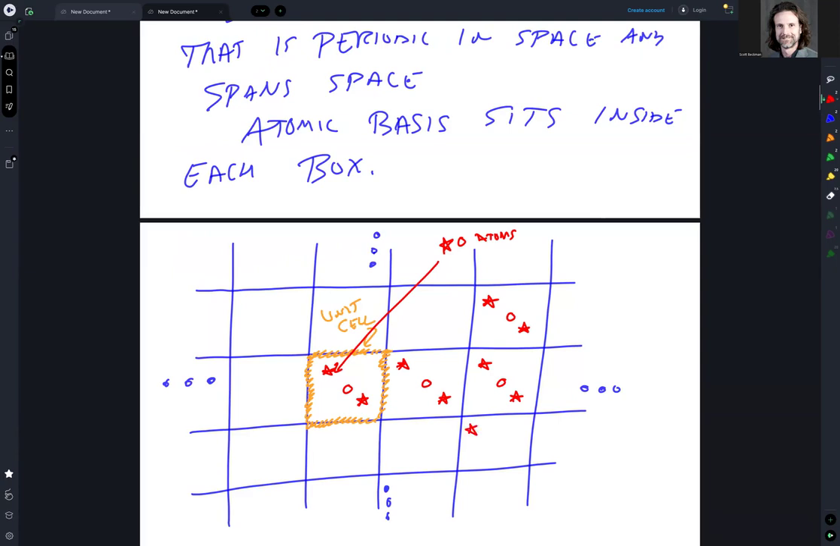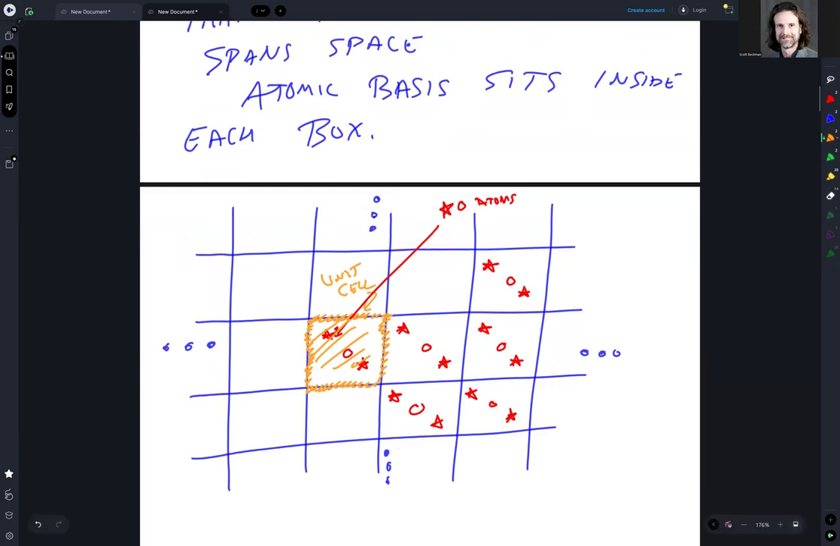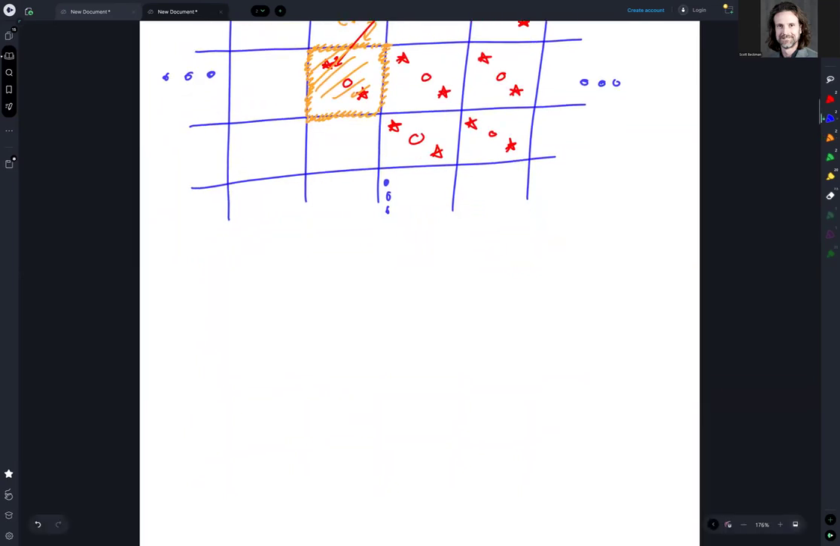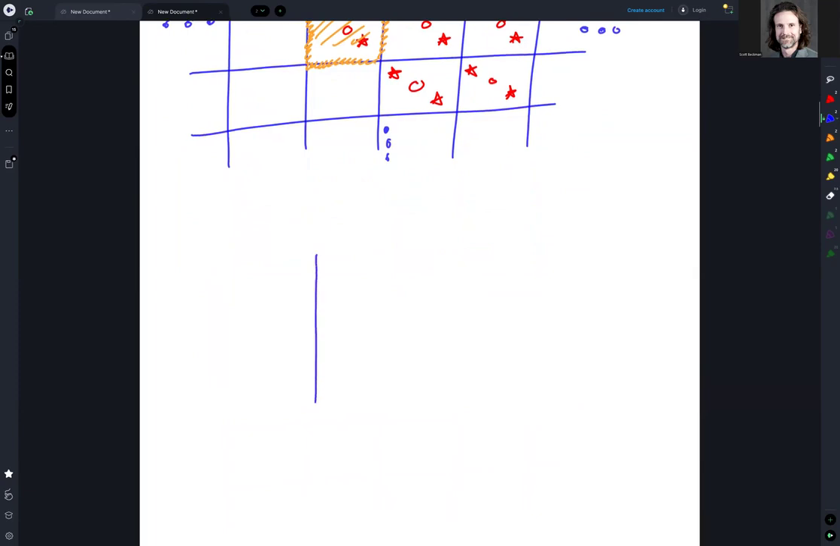So mathematically, what this does for us is it says, if you can define one unit cell, and then you can define how that unit cell goes off to infinity, then you're able to describe this entire infinite size crystal. So how do we define the unit cell? How do we define this lattice? So let me draw a 3D unit cell.